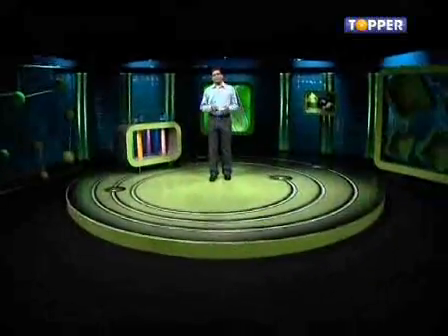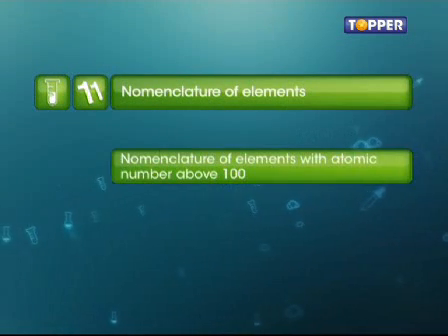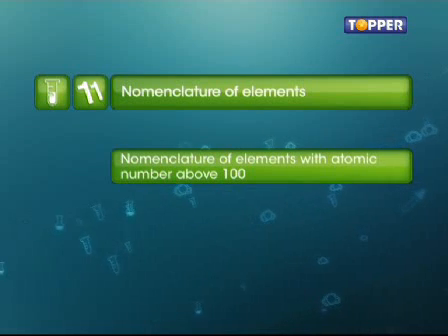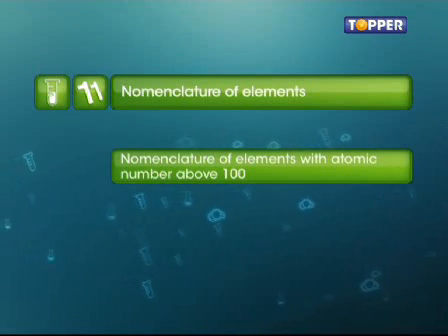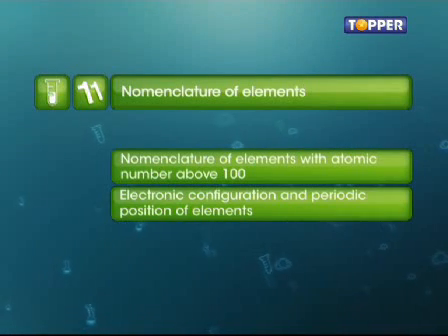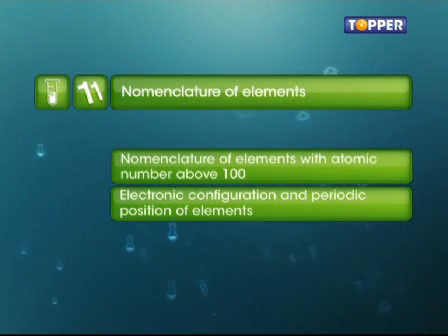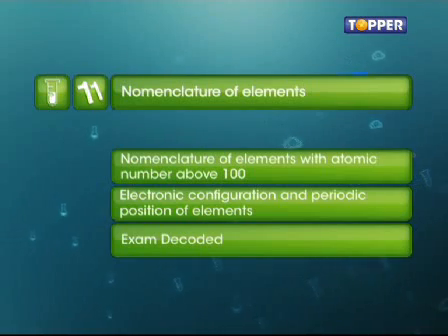Hi, it's great to have you with me for another scientific foray into chemistry. On today's show, we will discuss how to name elements with atomic numbers greater than 100. We'll also learn how electronic configurations of elements are related to the periodic table. Then we will move on to sample exam questions and special tips in Exam Decoded.